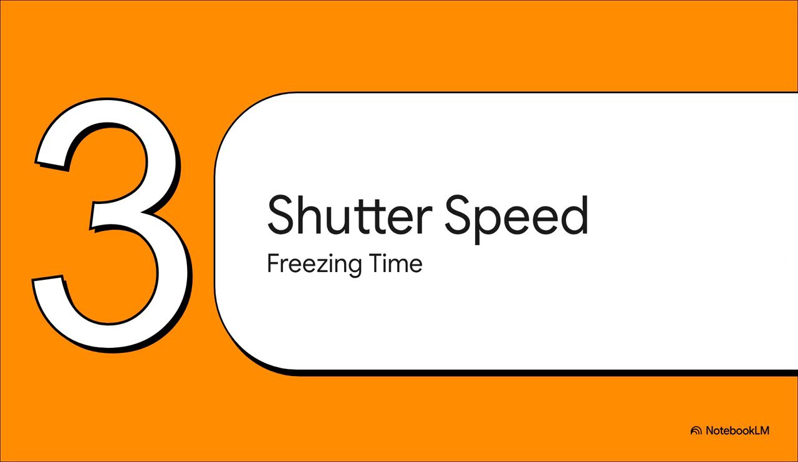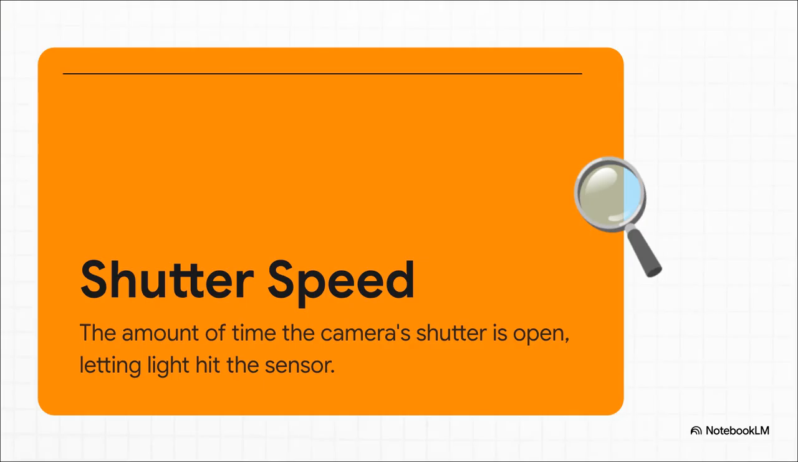Okay, so that's aperture. It controls focus and light. Now let's talk about its partner in crime, shutter speed. And if aperture is about what's sharp, shutter speed is all about capturing or creating motion. The easiest way to think about it is like this.